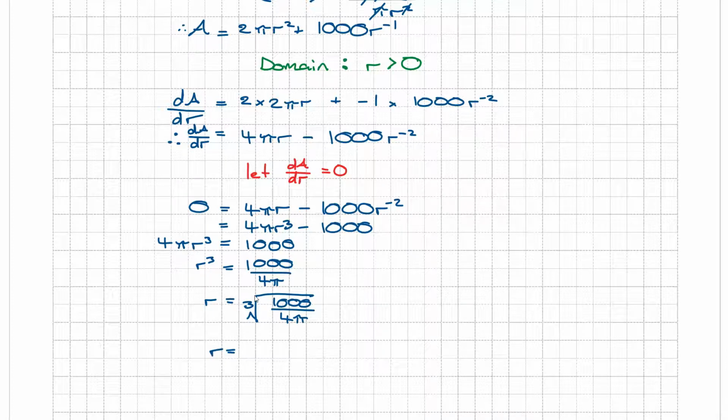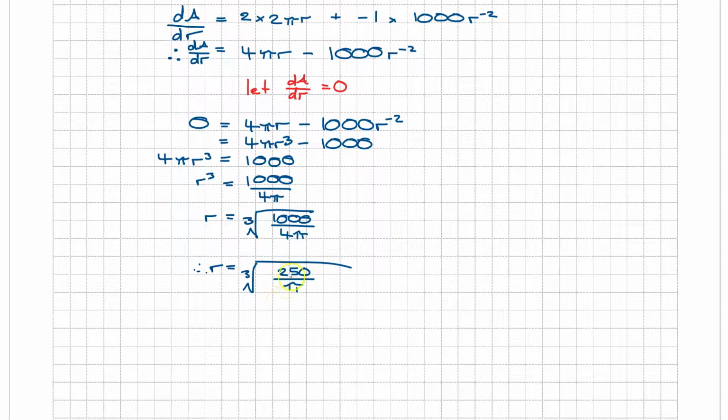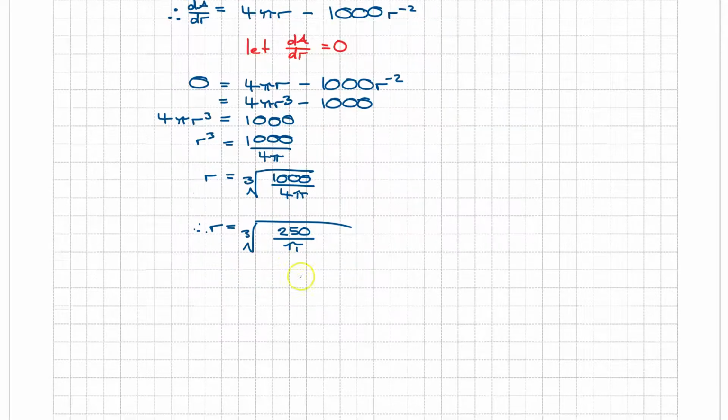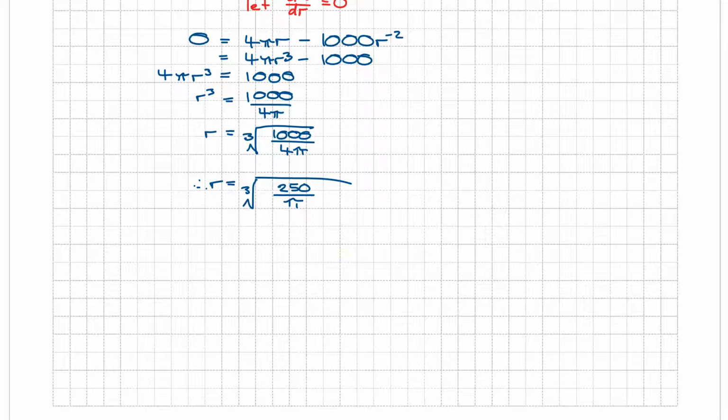I can clean that up a little bit more. We'll go pi over, and that's going to be 250, like so. So we're going to expect potentially at least one real solution in this case. This tells us that there's one stationary point at r equals the cube root of 250 over pi. So we know where the stationary point is.